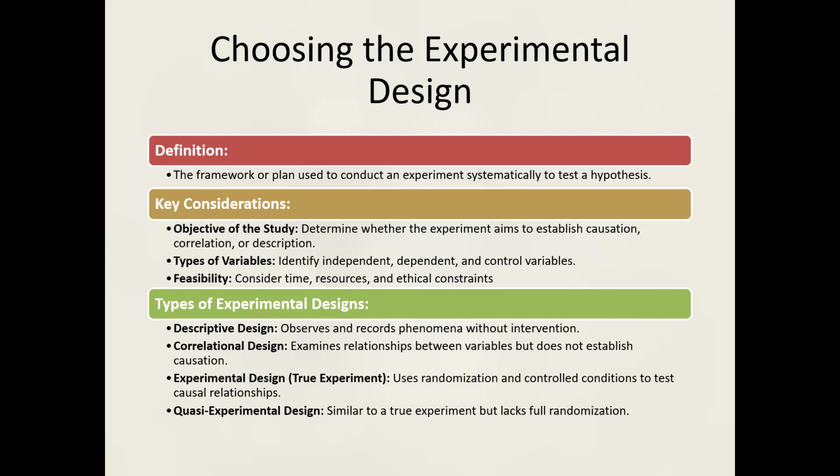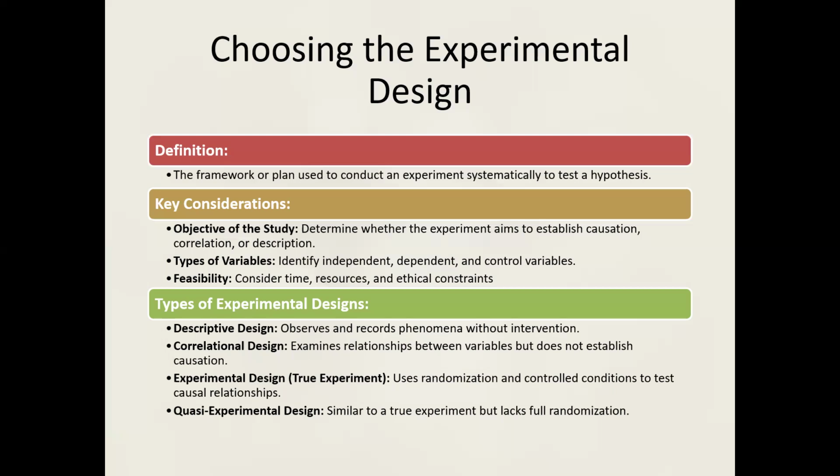For example, if you look at the types of experimental design, the descriptive design, we have studied that it observes and records phenomena without intervention of anything. It's just description and observation. The second one is correlational design, which examines the relationship between variables but does not establish causation. Just like we have studied in our SPSS course, and we will study these things again, correlation does not mean causation. So you can use that type of experimental design.